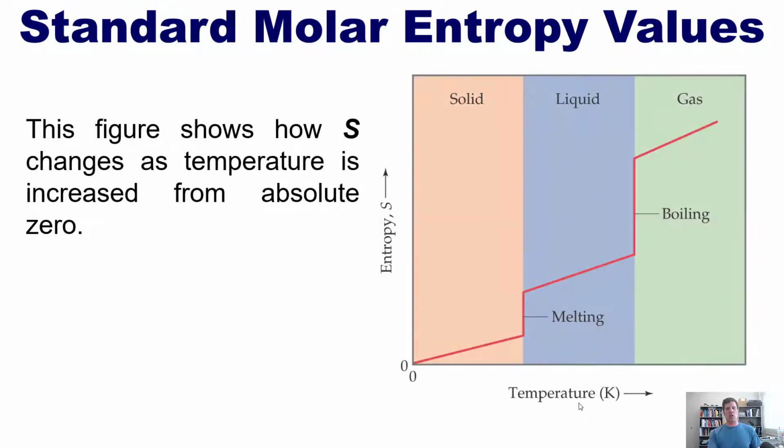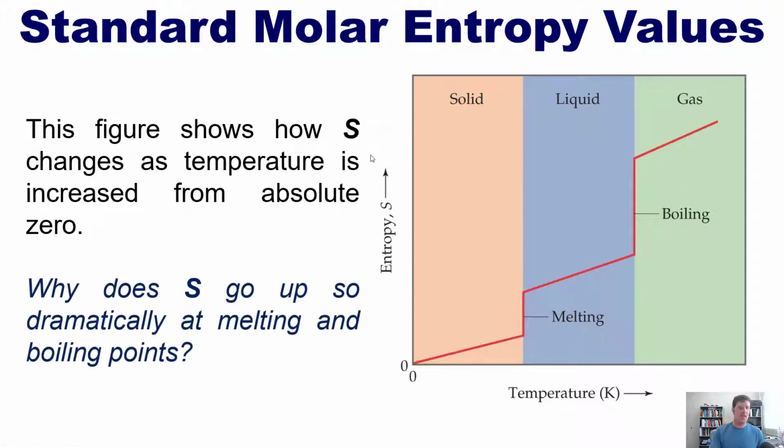So the figure shown right here displays how S values for individual substances change as temperature is increased from absolute 0. Please pause the video and take a moment to look at this. Here's a quick question. Why in the world does S, or entropy, go up so dramatically at melting and boiling points?